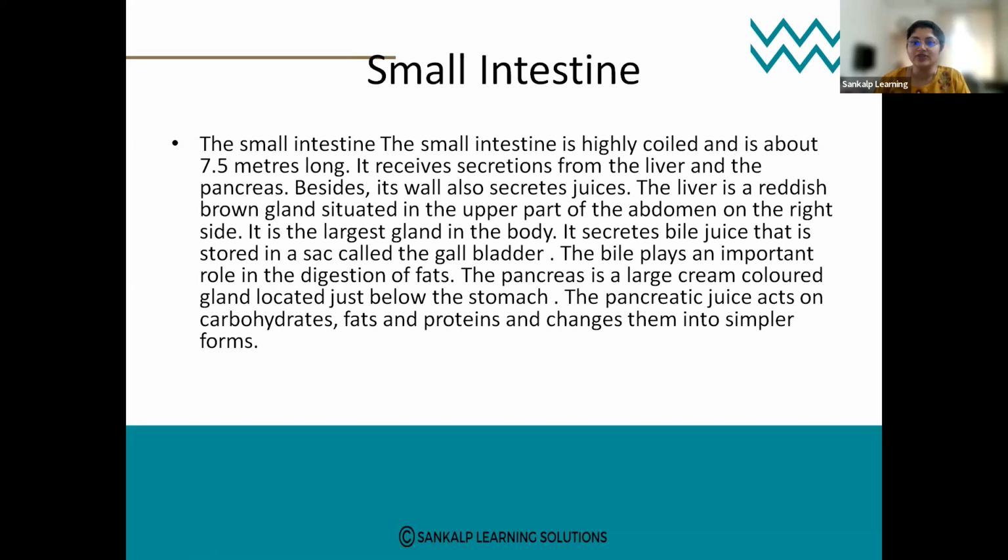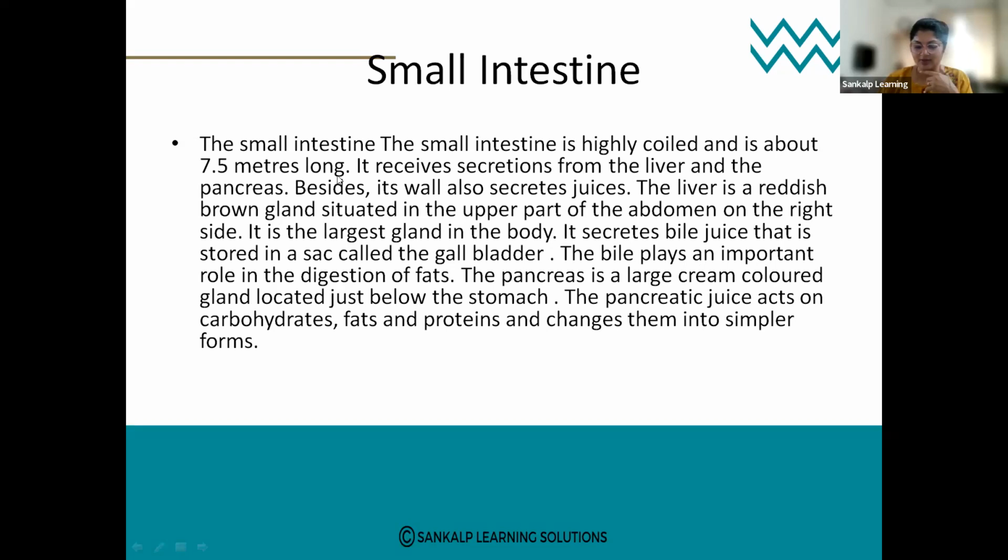The liver, which is reddish brown in color, is situated in the upper part of the abdomen, on the right side. It is the largest gland in the body. The liver secretes bile juice, and this bile juice is stored in a sac called the gallbladder. The bile plays a very important role in the digestion of fats.